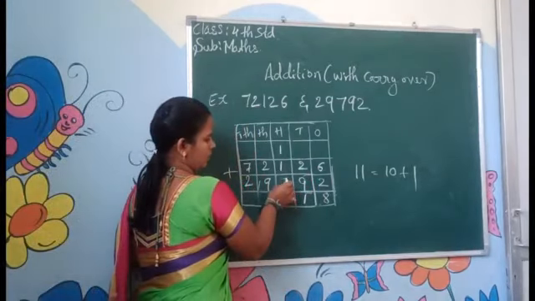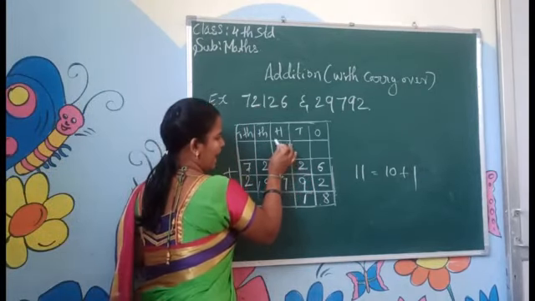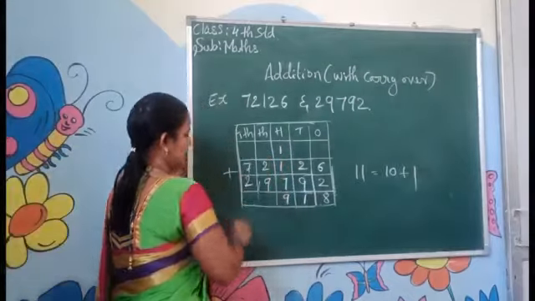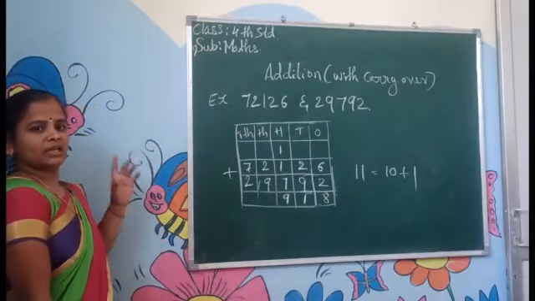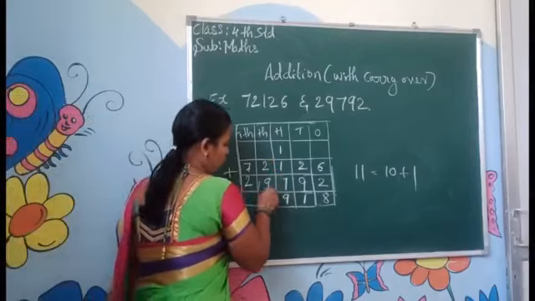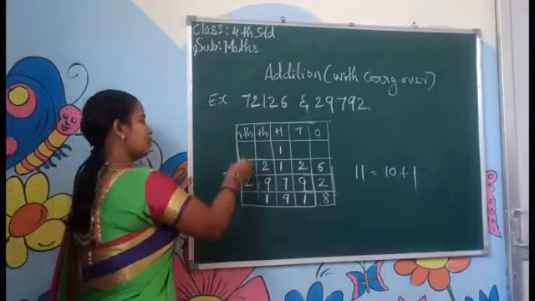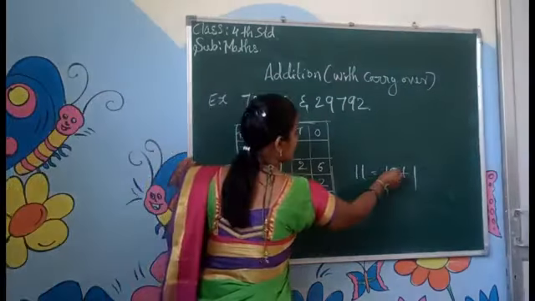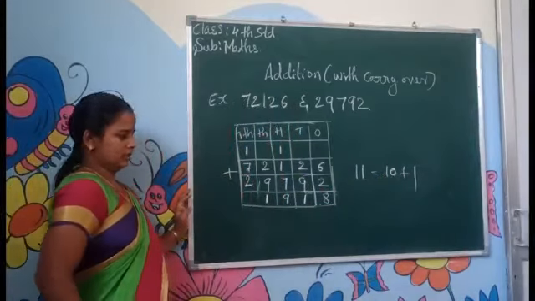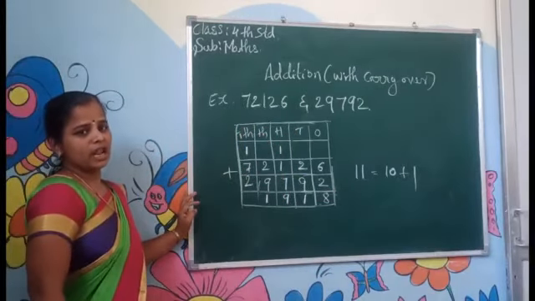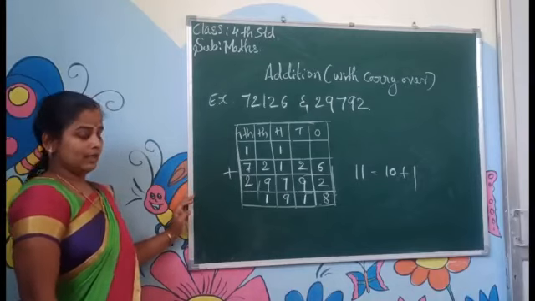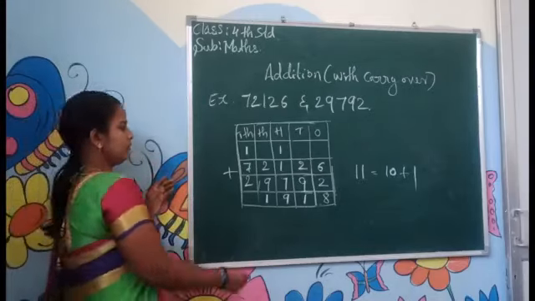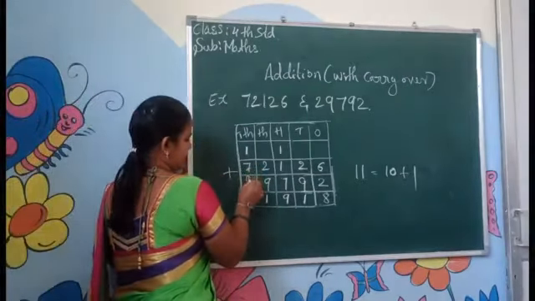Next, 7, 8 and 9. We should add that carryover. 9. Again 9 plus 2: 9, 10 and 11. Here, 1 in the thousands place and 1 in the 10,000 place. Here, this 1 means 1,000. 11,000, that is 11,000: 10,000 plus 1,000. Next, 7, 8, 9, and 10.